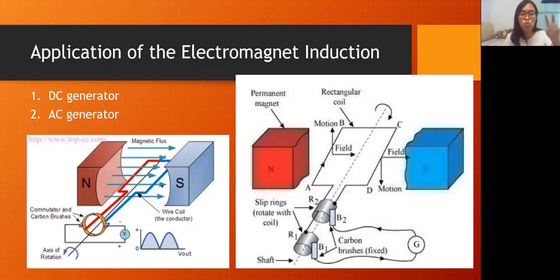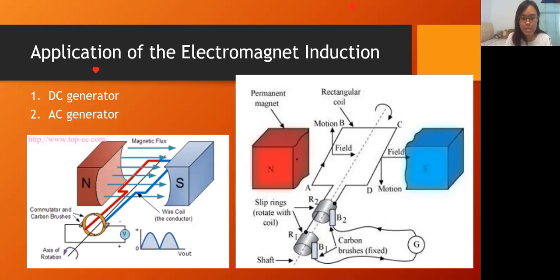We have two types of generator: the DC generator and the AC generator. Can you tell me, in these two diagrams, what is the difference between the DC generator and the AC generator?